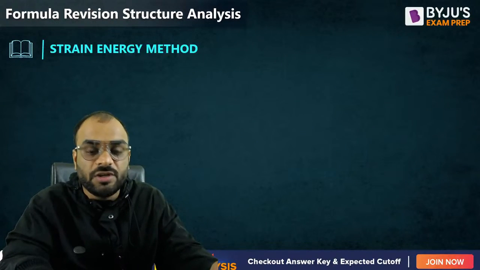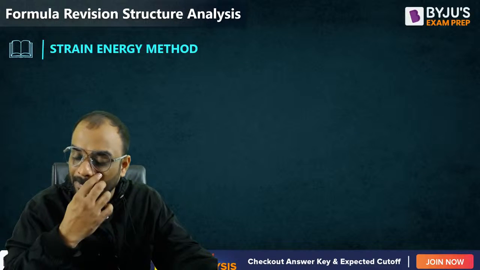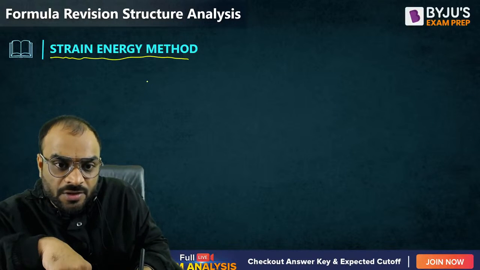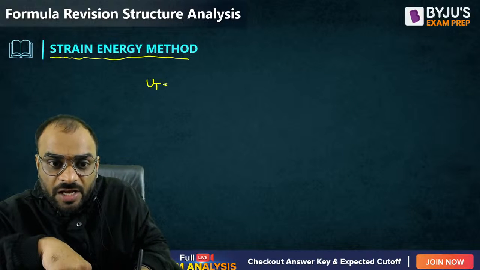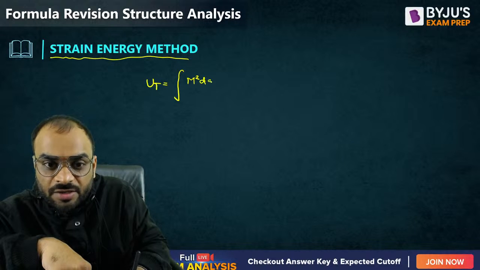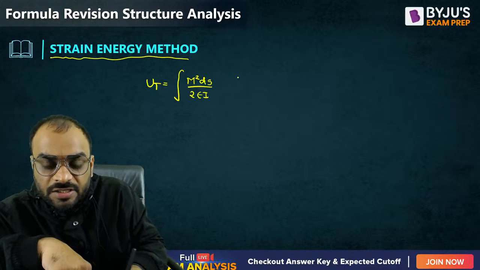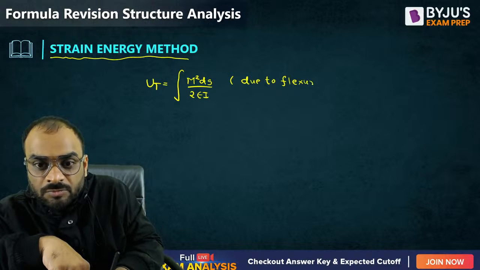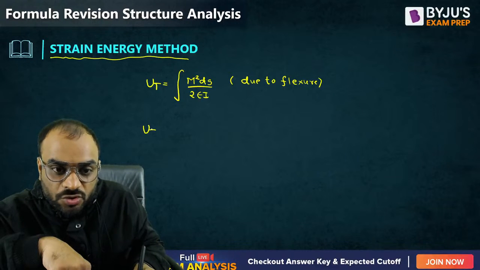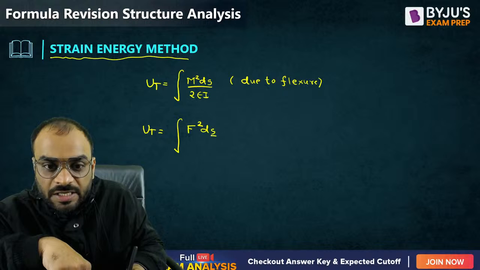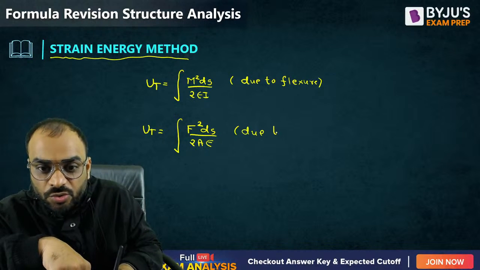Now let's move to the next one, which is the strain energy method. In the strain energy method, guys, you need to remember the formulas to calculate the strain energy. How can you calculate the strain energy due to flexure? That is the integration of M square ds upon 2EI. This is due to flexure. Then the total strain energy due to axial force will be F square ds upon 2AE. And this is due to axial load.